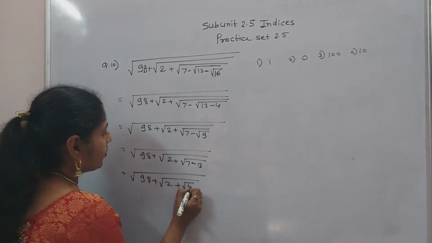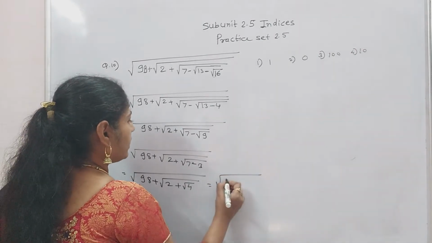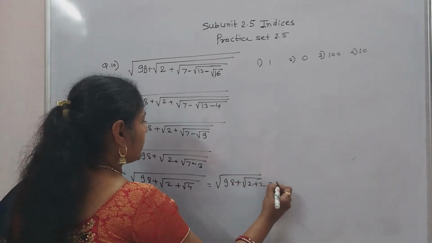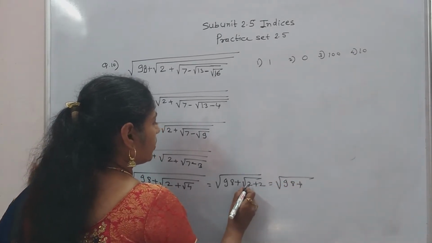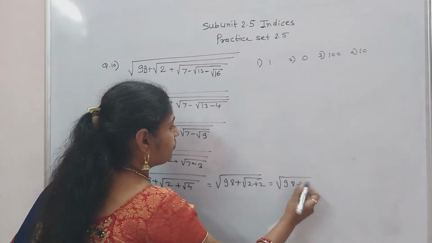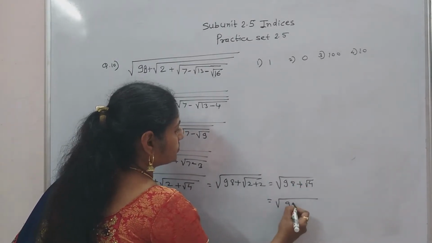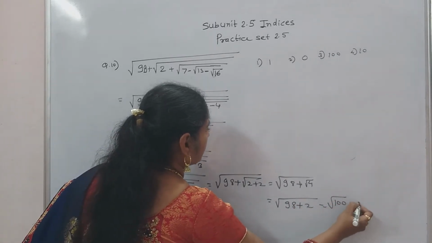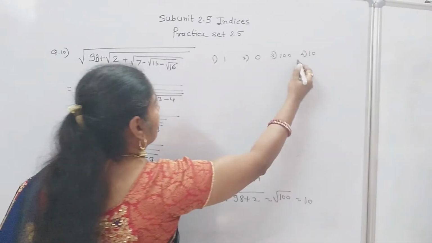Under root of 4 means 2. 2 plus 2, 4. Under root of 98 plus under root of 2 plus 2. Under root of 2 plus 2, that is under root of 4, that is 2. And under root of 100 equal to 10. So answer is option number 4.